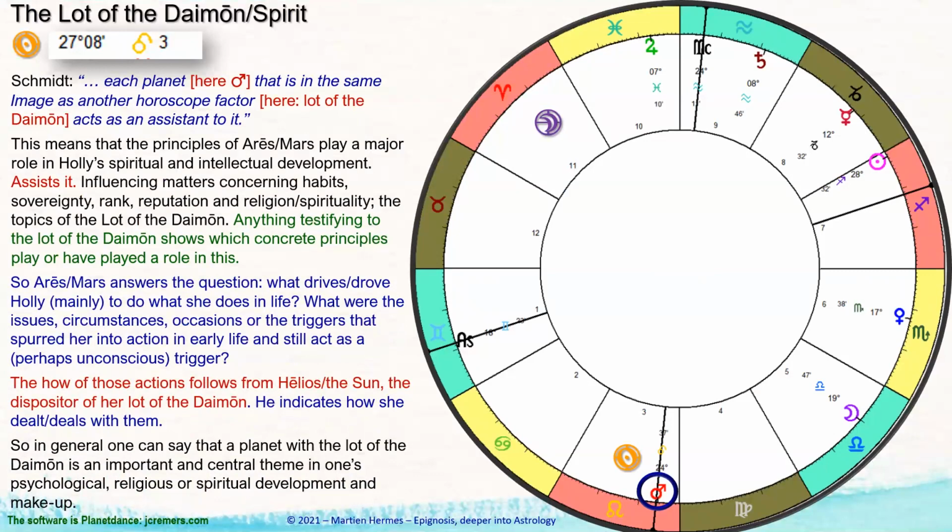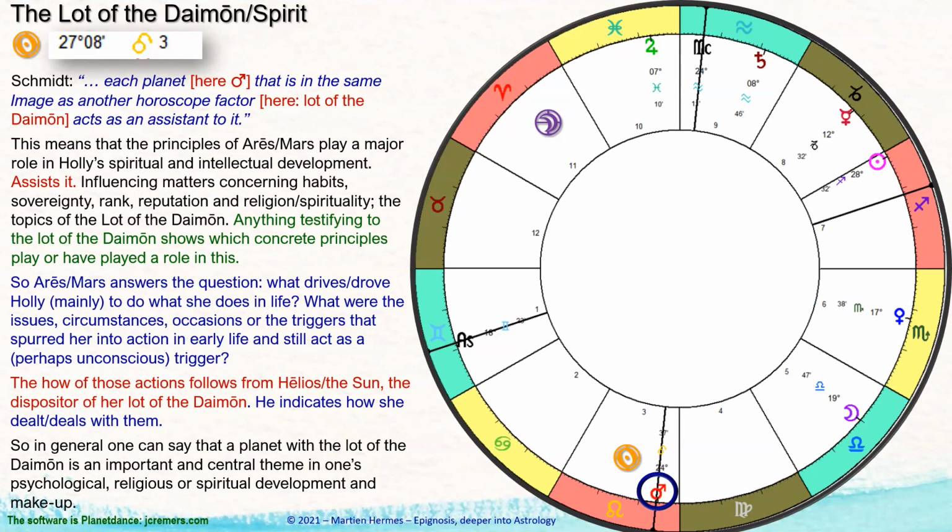So this Mars answers the questions: what drives or drove Holly mainly to do what she does in life? What were the issues, the circumstances, the occasions, or the triggers that spurred her into action in early life and perhaps still act as an unconscious trigger? So how she reacts to these Mars impulses has to do with the ruler of the daimon, which is the Sun. So he is the indicator of how she tries to deal with all this Mars influence in her early life.